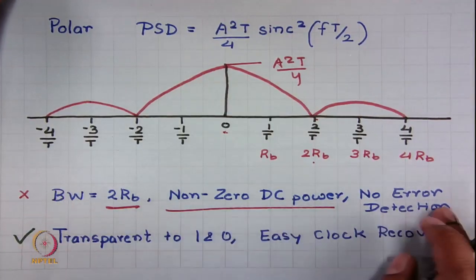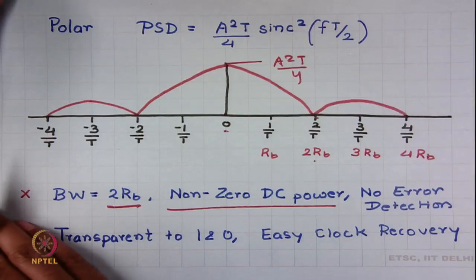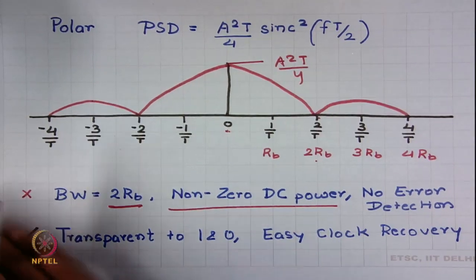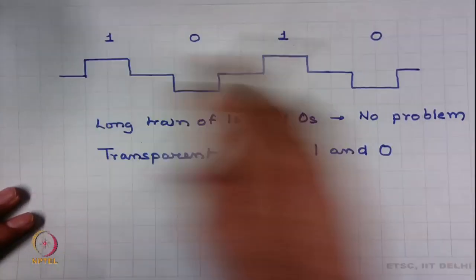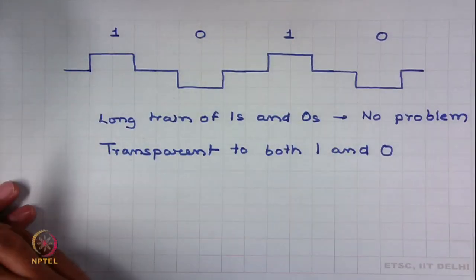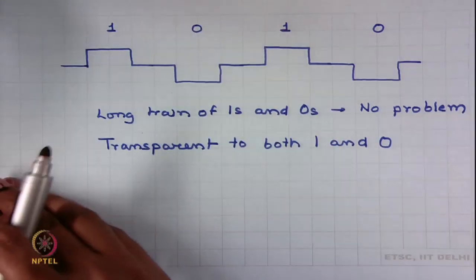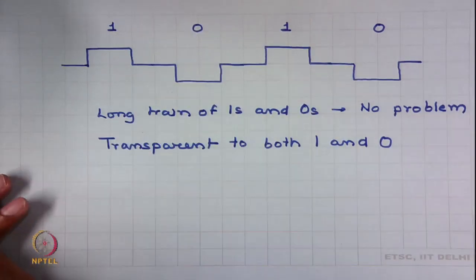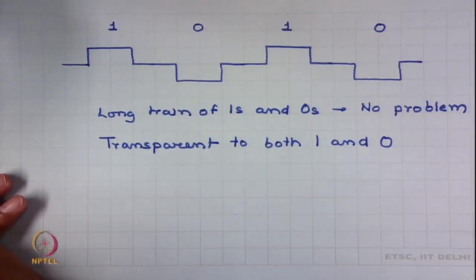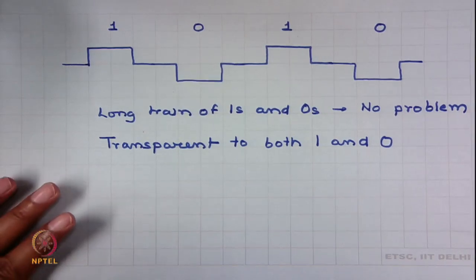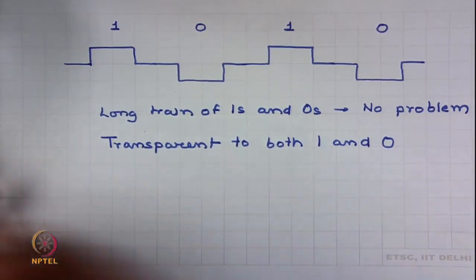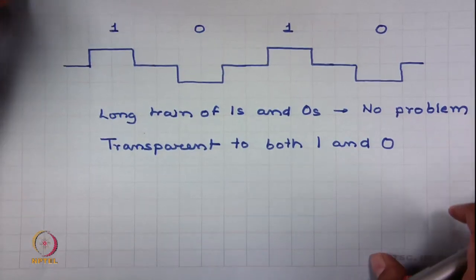It does not do any error detection. That means, for example, if I have a binary sequence like this, if I have a waveform like this, and because of error this part flips over, then there is no way to tell that an error has happened. There are signaling schemes where you will be able to detect some errors, if not all. We will see some examples of that, but the polar signaling scheme as such does not do any error detection.